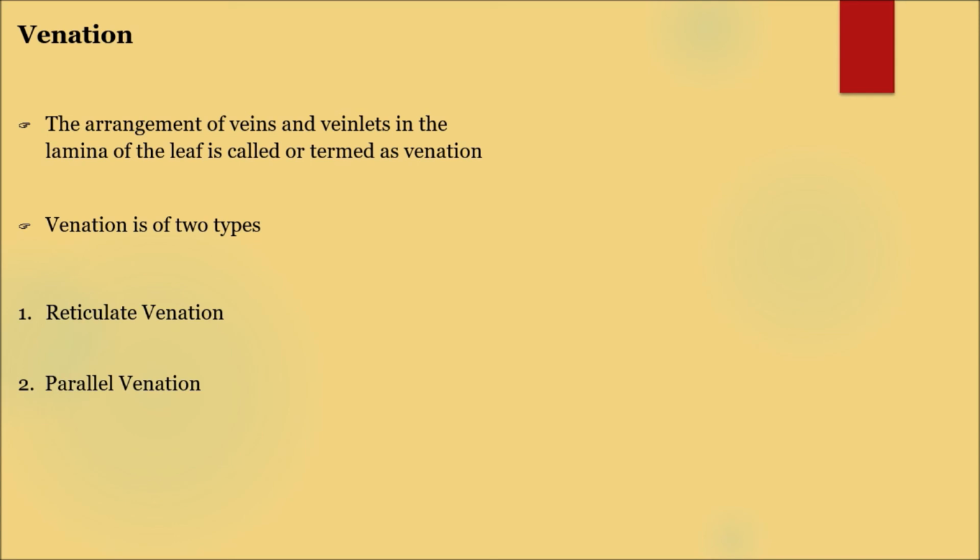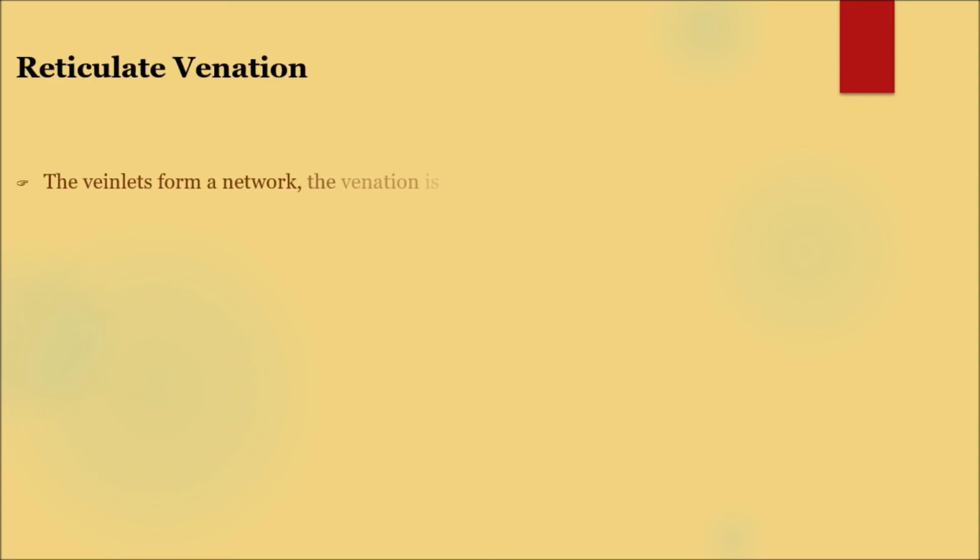So what is reticulate venation? The veinlets form a network and this venation is termed as reticulate venation. If the veinlets form and appear like a network, this venation is termed as reticulate venation. An example of reticulate venation is dicots. Most of the dicots have reticulate venation.